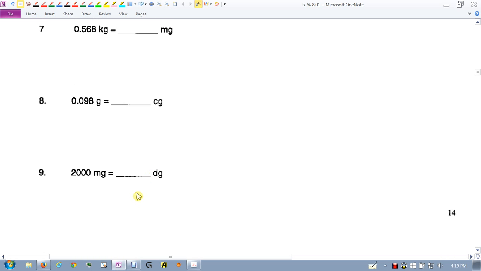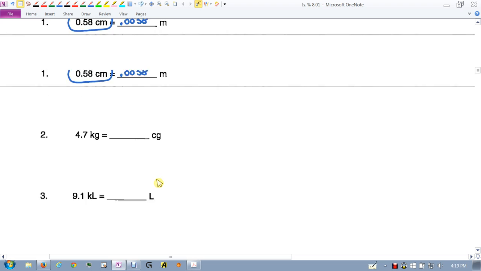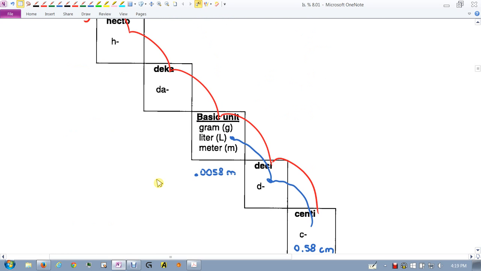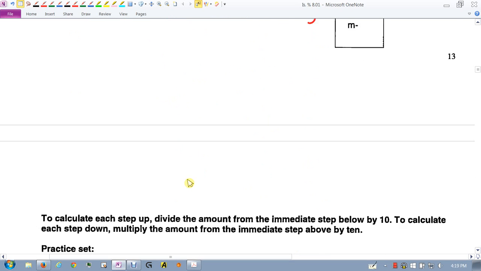Here we go. Let's go to G. 2,000 milligrams to what? DG. So is that decigrams or decagrams? Yeah, so how do we tell the difference between deca and deci? Deci would just have a D in front of the unit, so DG would be decigrams. If it was decagrams, it would be DAG. So let's do that one.